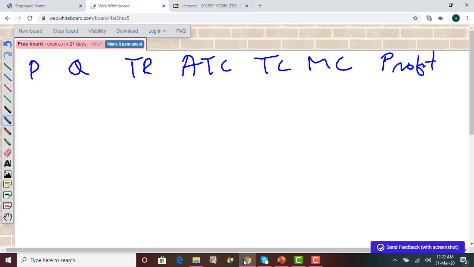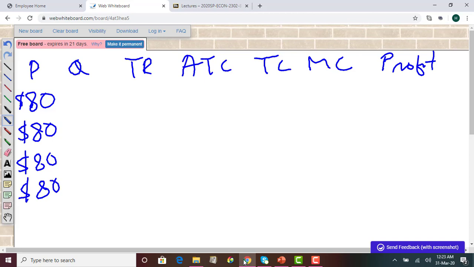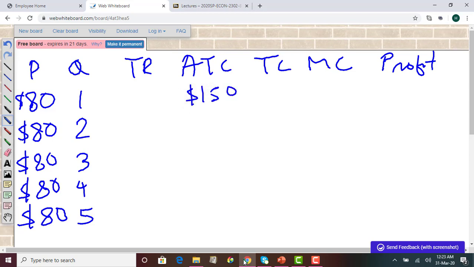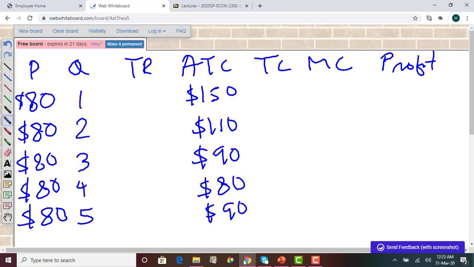Okay, so again, under perfect competition, price remains the same. So we assume price will remain $80 for this type of product in all the 5 points we are looking at. Let's say the quantity is 1, 2, 3, 4, 5. And then average cost, we're also given this information: 150, 110, 90, 80. These are given. You're not calculating. These are given to you.